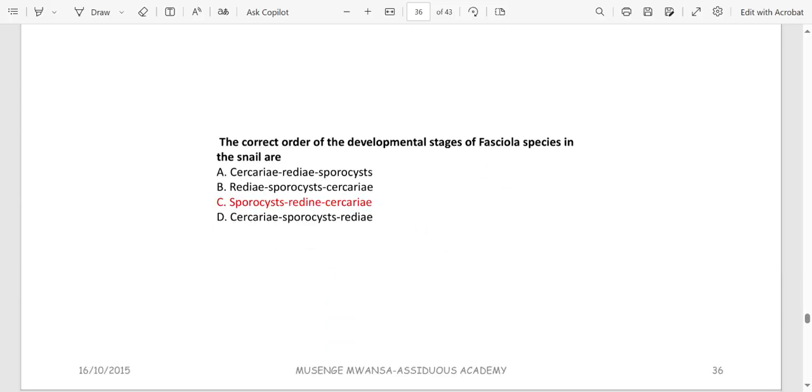The correct order of developmental stages of Fasciola species in the snail is, remember, first you have got the miracidia. The miracidia is going to enter the snail and then convert to sporocyst, and then redia, and then cercaria, right?